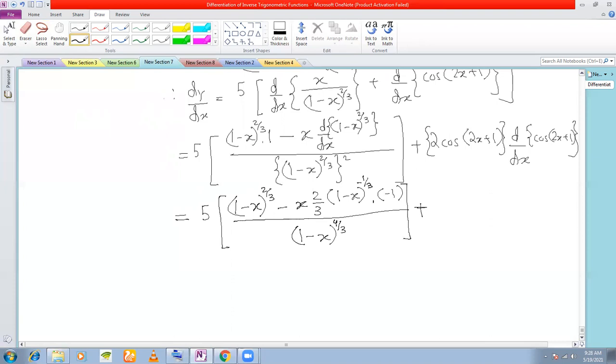Plus, now d/dx of cos is what? Minus sine, right? So minus twice sine (2x plus 1) into, yes, this is simply sine, not 2. d/dx of this is minus sine, and this will be twice cos (2x plus 1) into d/dx of (2x plus 1). Right?